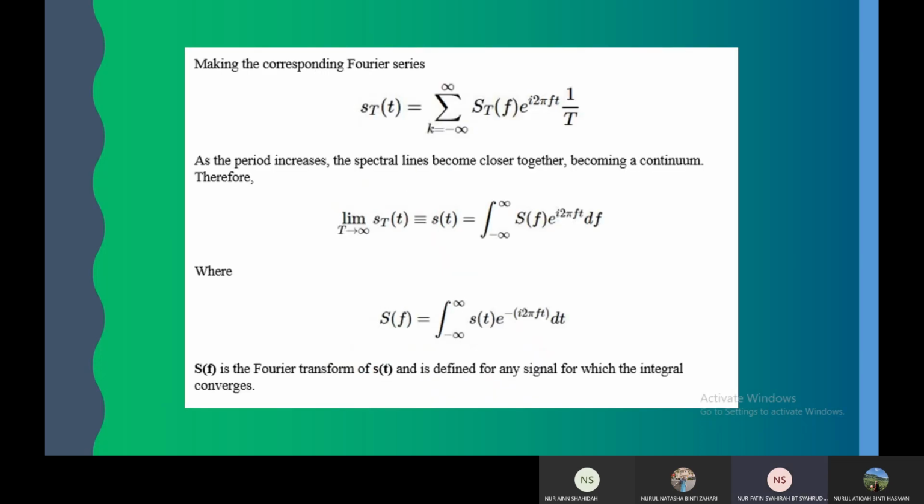And then making the corresponding Fourier series. So that is the formula. As the period increases, the spectral lines become closer together, becoming a continuum. Therefore, this is the formula, where S(f) is the Fourier transform of s(t) and is defined for any signal for which the integral converges.